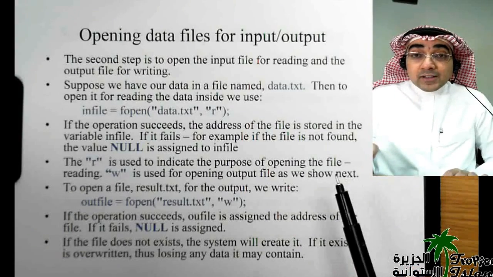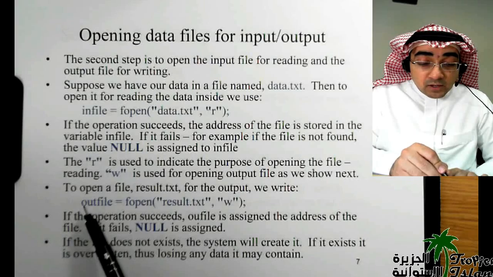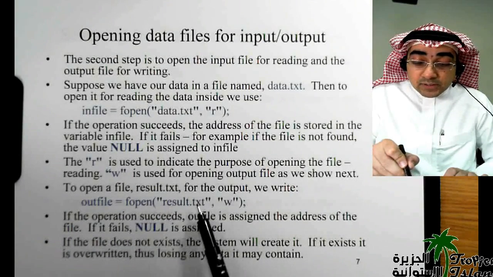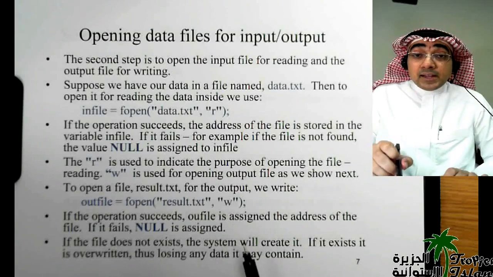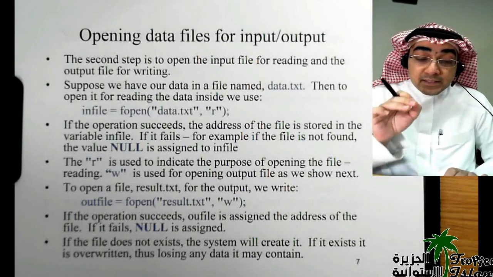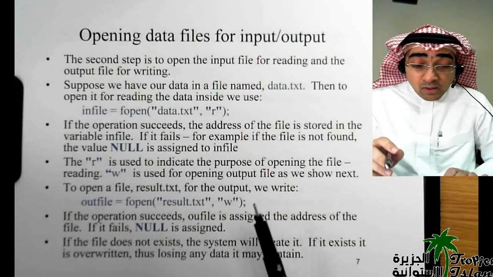If you wanted to open a file for writing, the other example over here is out file equals fopen, and in between brackets you give the file name result.txt and you give it W. That signifies that you want a file that you want to go and write data into. So R for read and W for write.